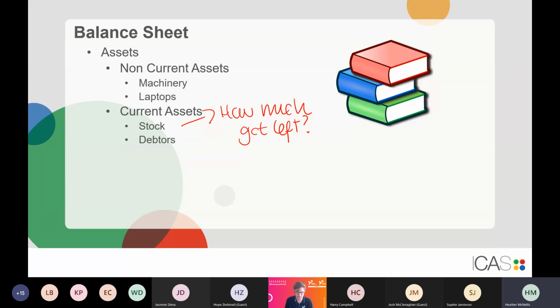Any debtors, any money that you owe? Why do you owe the money? Is it just because you took advantage of the credit that they offered you, or have you actually not got the money to pay them? You might want to be thinking about that.